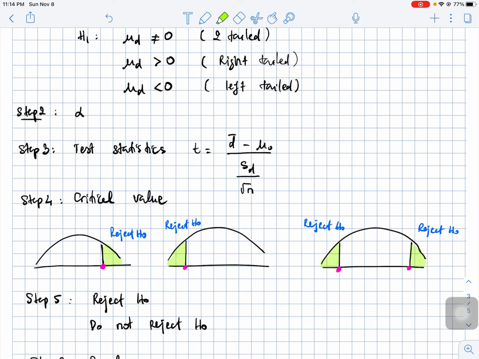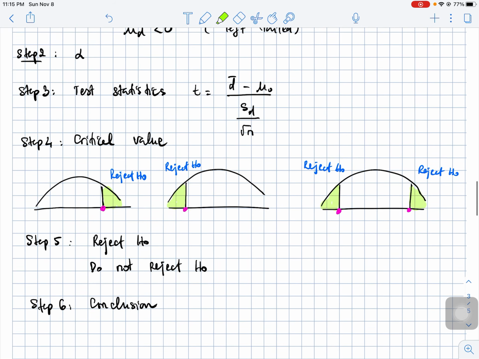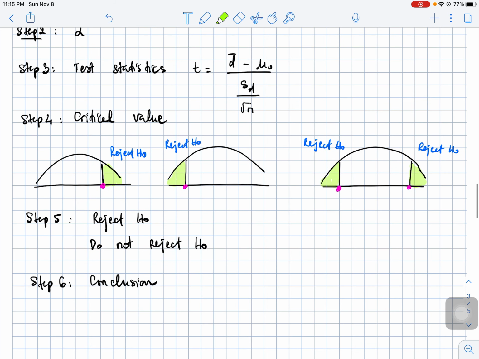So far, you can see that the p-value and critical value methods are both the same from step 0 to step number 3. The different step will be step number 4. We find the critical value.